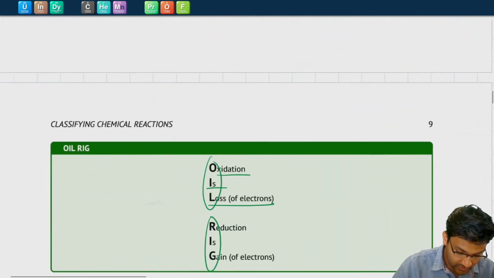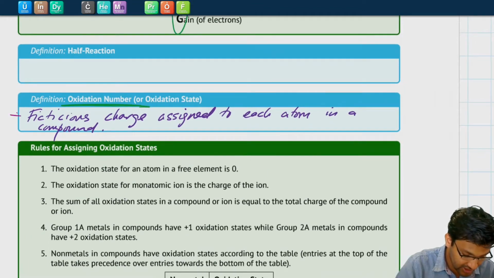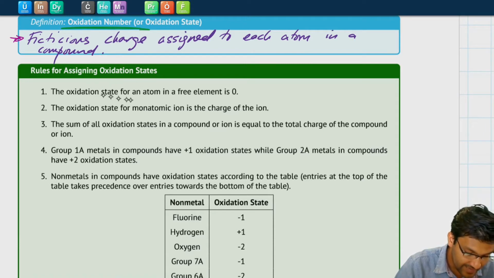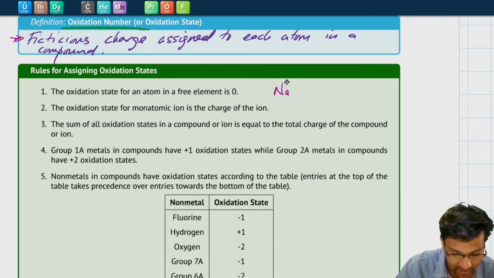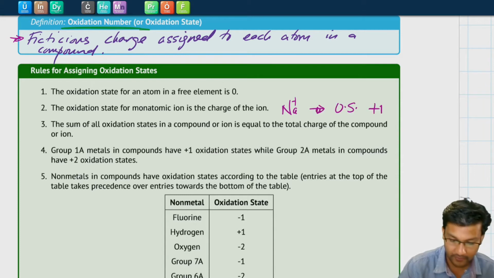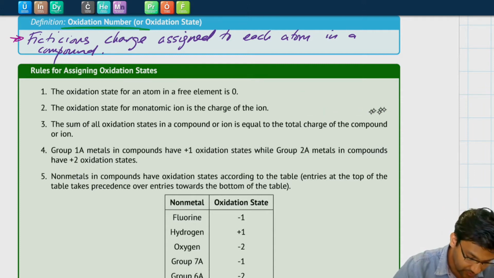And to figure out what these fictitious charges are, we have a whole bunch of rules. The first rule says that if you have an atom just floating around as a free element, then the charge is 0. So in that example, we just had sodium atoms, the charge will be 0. If you have an ion that's made up of just one atom, the oxidation state is the same as the charge of the ion. So when we had Na+, the oxidation state, let's call it OS, was just +1. It's the same charge as the ion. All right, so those are the simple ones.